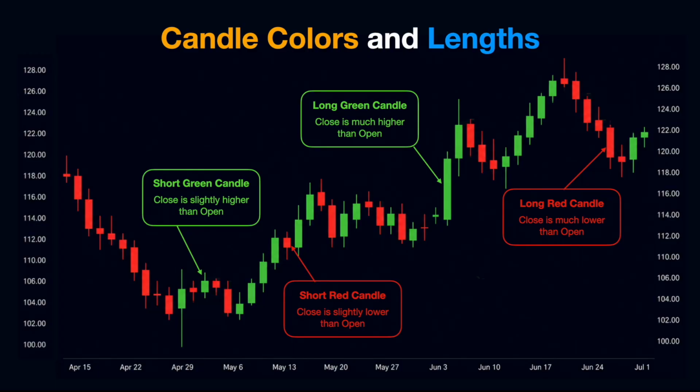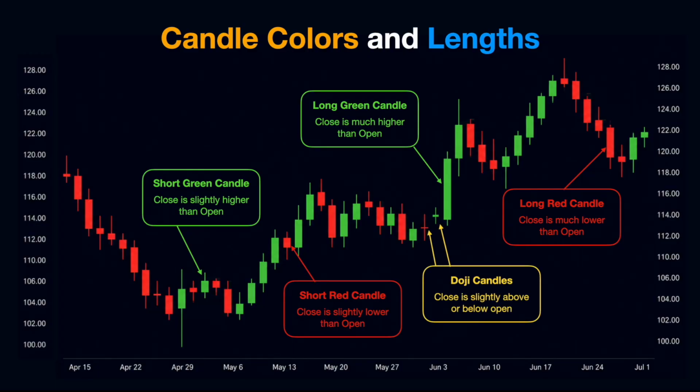Let's also take a look at some doji candles. A doji candle happens when the closing price is very close to the opening price. This can suggest that buyers and sellers were uncertain or balanced during that time period.